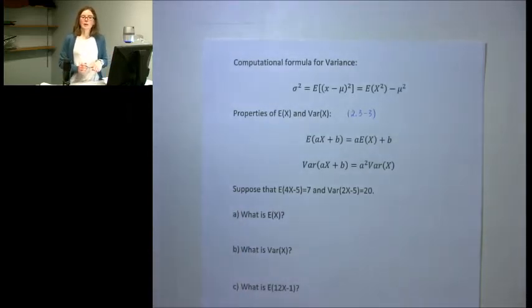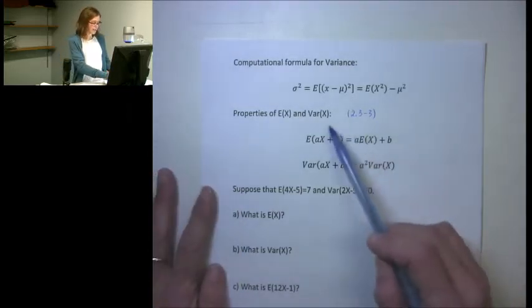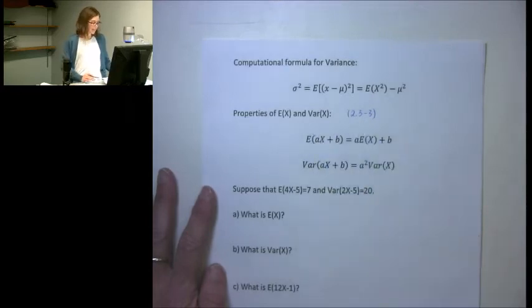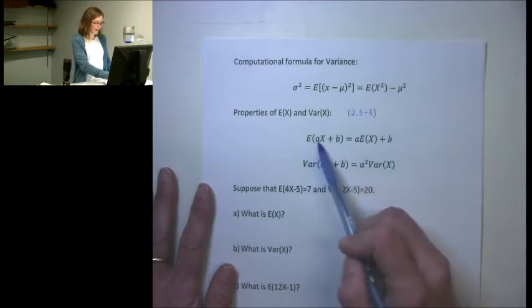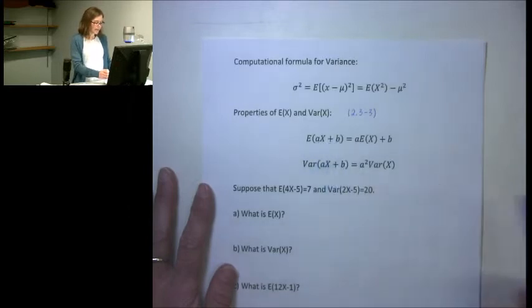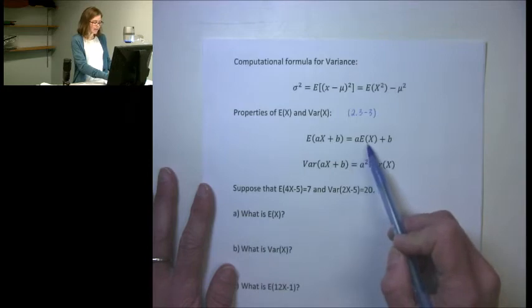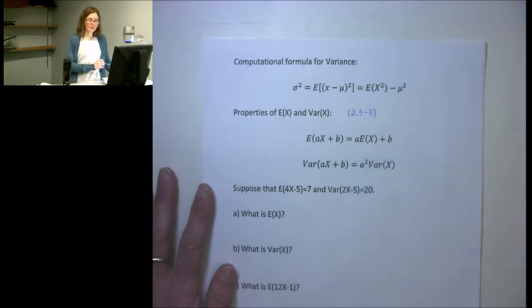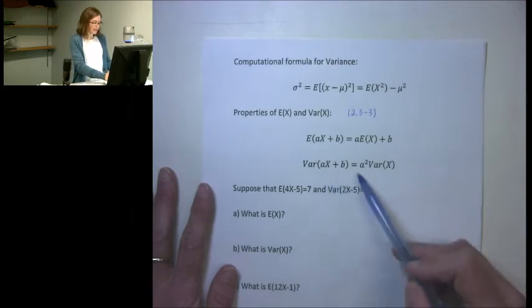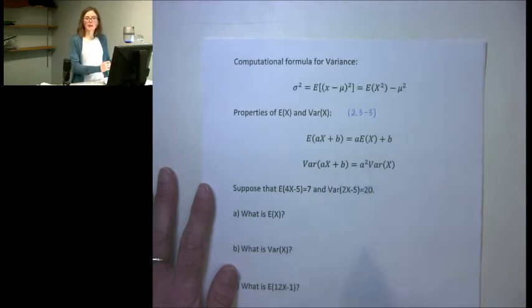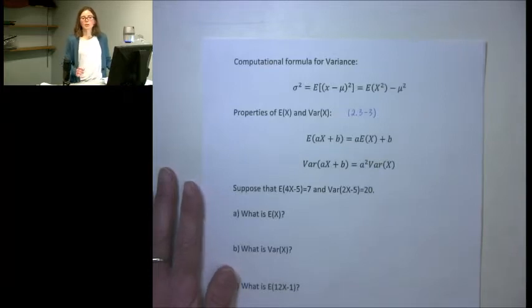Next thing I wanted to talk about briefly, and I think this will help with homework problem 2.3-3, is a couple of properties of the expected value and the variance. If a and b are constants, and we take the expected value of a times x plus b, that is equal to a times the expected value of x plus b. And if we take the variance of a times x plus b, that is equal to a squared times the variance of x. Those properties are shown in the book, and there's some proof there.